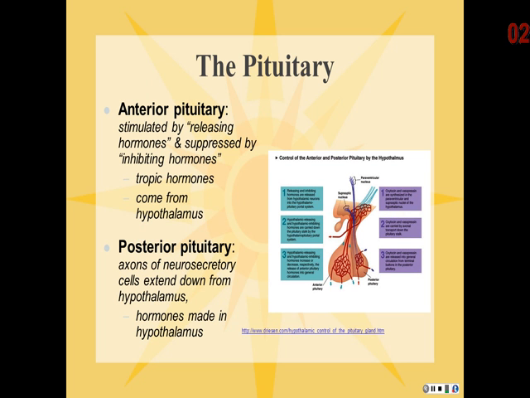Our pituitary is almost two separate glands in one. The anterior pituitary is stimulated by releasing hormones, which will tell it to release a substance, while inhibiting hormones suppress the release of hormones. The hormones will often include that in their name. They are tropic hormones because they will act on other endocrine glands. These hormones come from the hypothalamus. The posterior pituitary has axons of neurosecretory cells that extend down from the hypothalamus. The hormones from the posterior pituitary are actually made in the hypothalamus and released from the posterior pituitary.